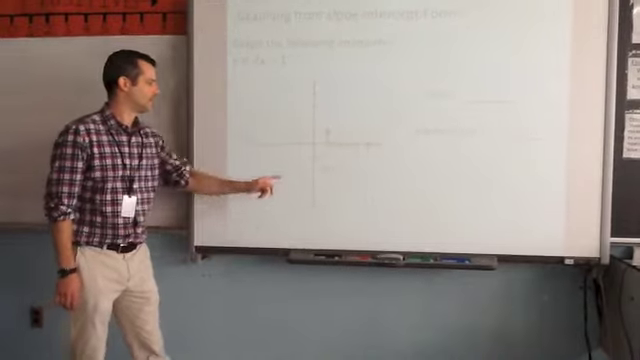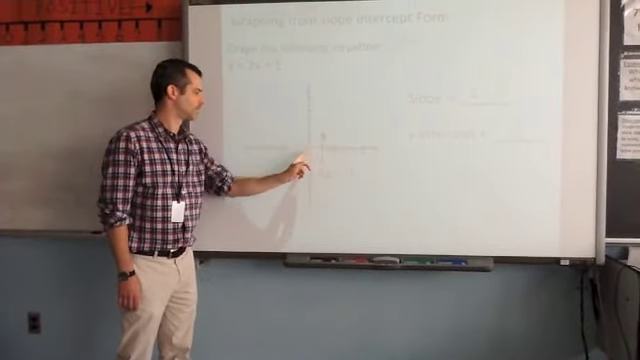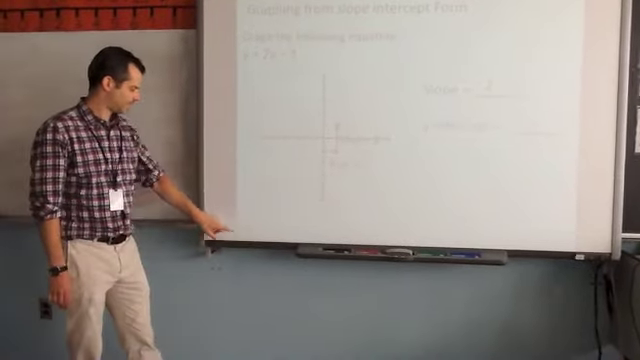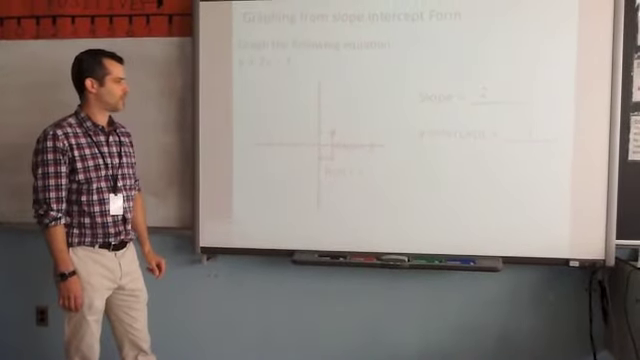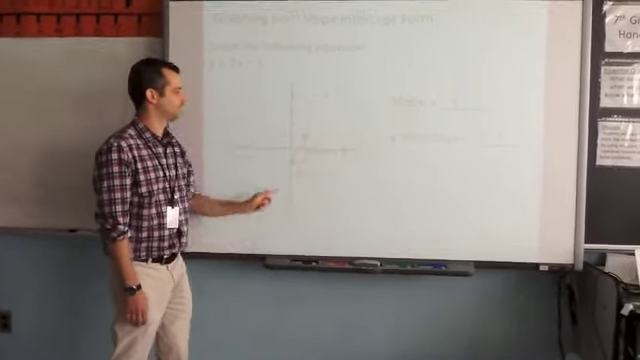I have my first point I got from the y-intercept, the next point I got from doing my rise and my run. Now that we have 2 points, we are ready to draw our line. We just draw a line that goes straight through these 2 points.